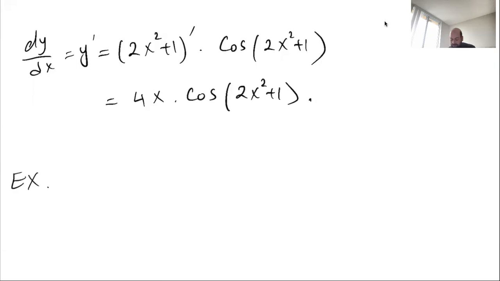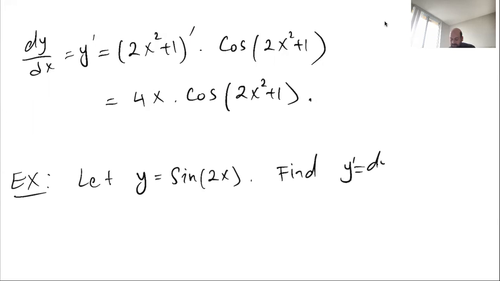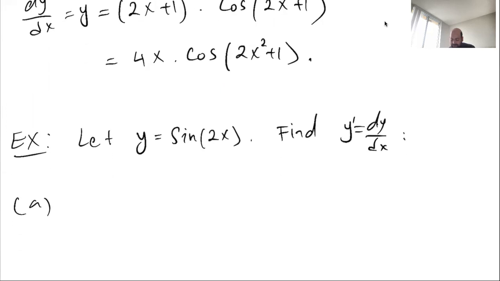Another example: let y equals sine 2x. Find y prime, which is dy/dx. Part A, using the chain rule. Part B, using the product rule.